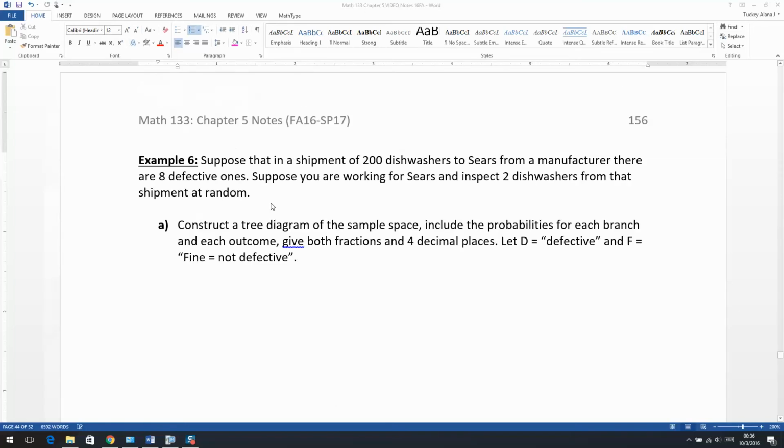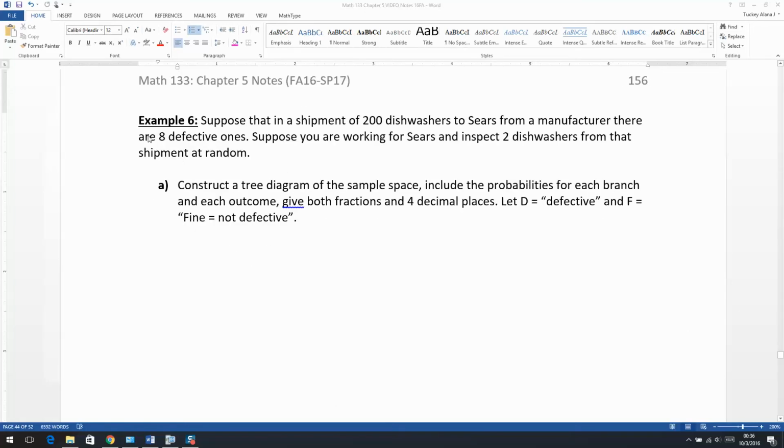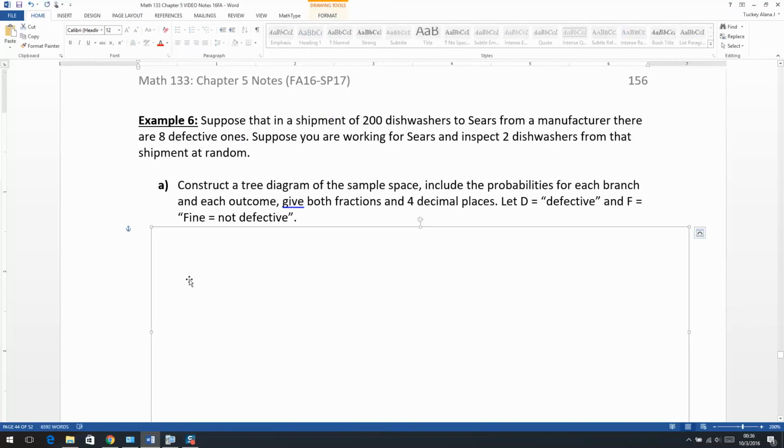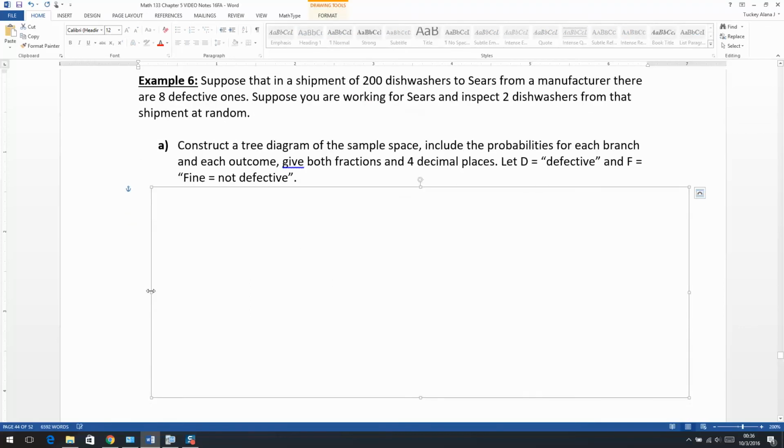Now, the chances of pulling a defective one, there are 8 defective ones out of 200. So the chances of pulling a defective one is 8 out of 200. The chances of pulling a fine one is 192 out of 200. And there we have it. Okay, so now let's look at the top part. We've already drawn a defective dishwasher. Our first dishwasher is pulled, right? And so we said we had a chance of doing this of 8 out of 200.